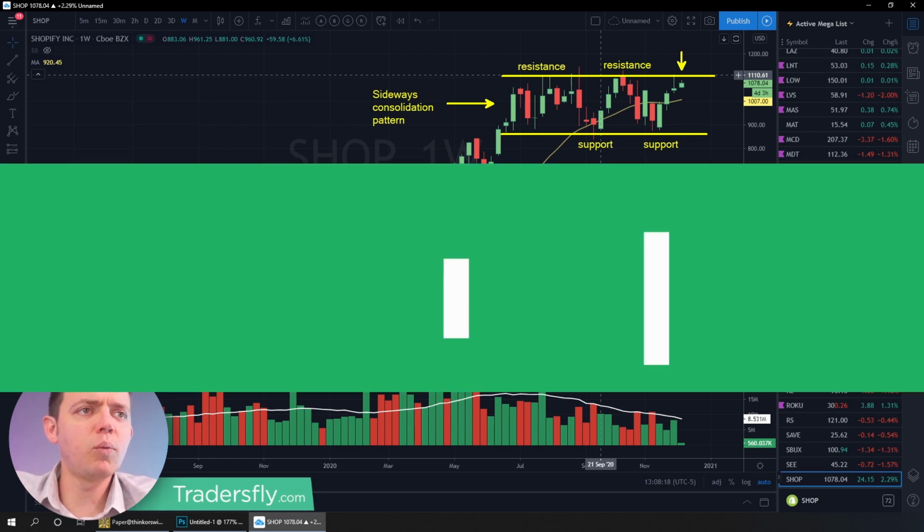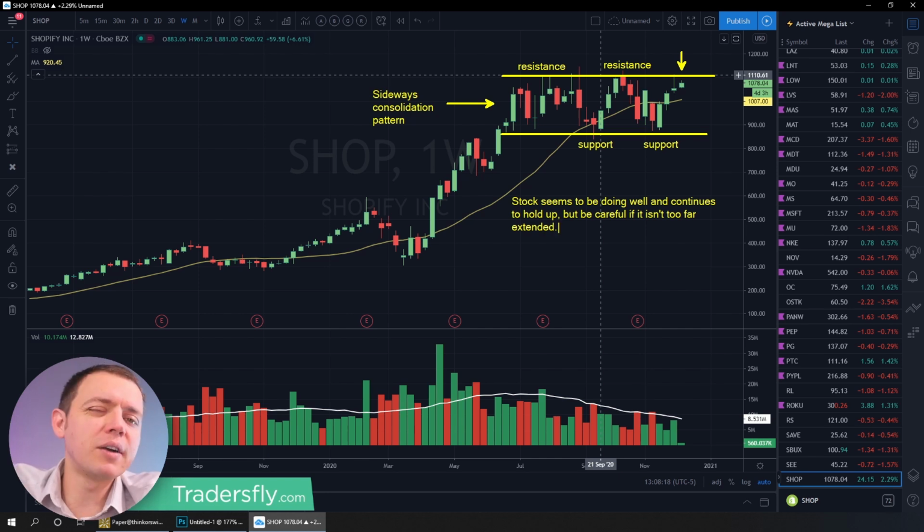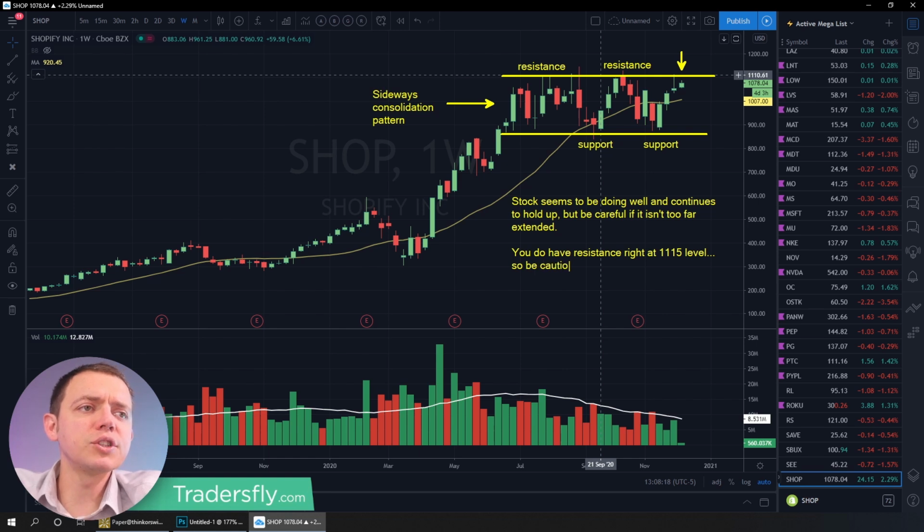I've been bullish on the stock for a while. However, be a little more careful. The stock seems to be doing well and continues to hold up. But be careful if it's too far extended. That's what I would always be careful about with these high flying stocks. You do have resistance right at about that 11-15 level. So be cautious there. And of course, beyond that, it's a popular company that many people want to get into.